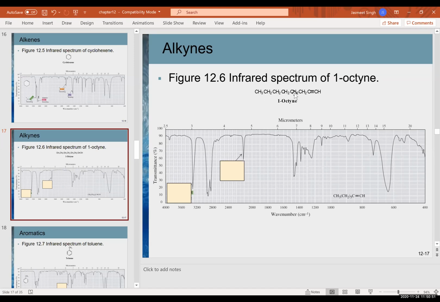Can you please let me know if you see my cursor moving? Yeah, we can see it. Because I'm unable to write in this way, and I cannot remove the boxes in the PowerPoint presentation.